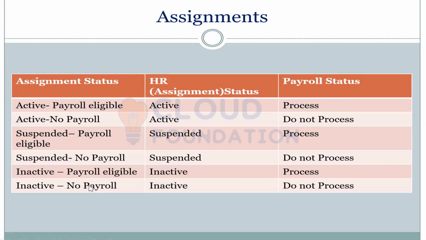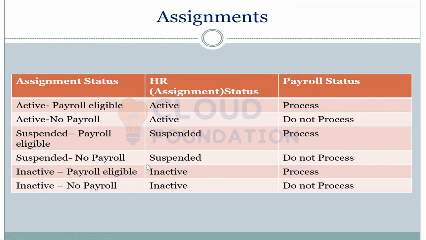So this is the way we do it. You got it, because this is a very important point. When the assignment status is active, payroll will be active. If the assignment status is inactive, no payroll. No payroll means, suppose a person is active but he's on bench, not working, so payroll will not be processing. If the assignment status is active, that means he's still working. But suppose he's on bench, then do not process. Suspended payroll eligible, process. Suspended no payroll, do not process.